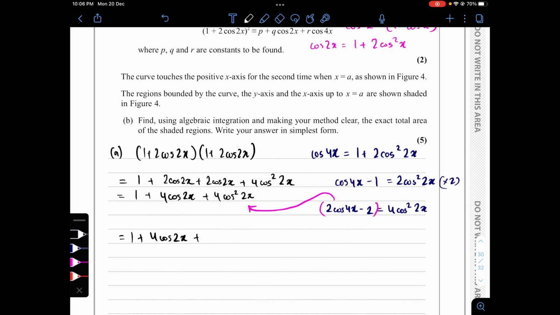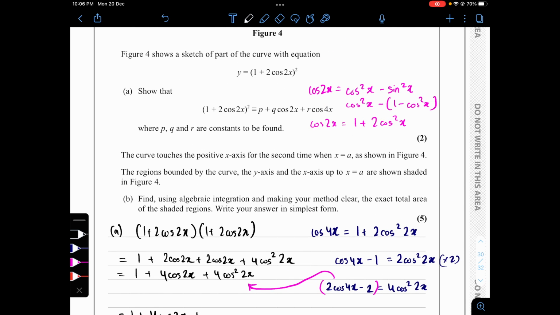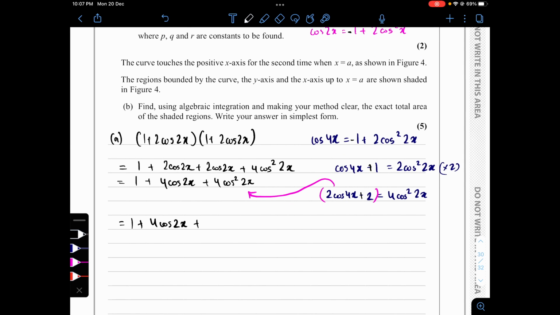is it minus 1 or plus 1? Did I make a mistake? Yes, so this over here should have been minus 1. Consequently, this is minus 1 and this is plus 1. This is plus 2. So this will now be 2 cos 4x plus 2. So final answer is 3 plus 4 cos 2x plus 2 cos 4x.